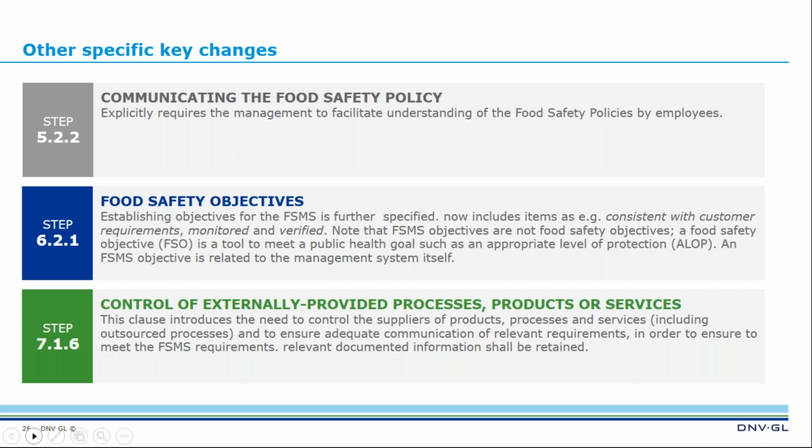Okay. Then in clause 7.1.6, they talk about the control of externally provided processes, products, or services. This clause is specifically introduced for you to control the suppliers of your product, your raw materials, or any other products supplied to your organization, or it can be processes or services. So this, in fact, includes the outsourced processes. So what type of services are we talking about?